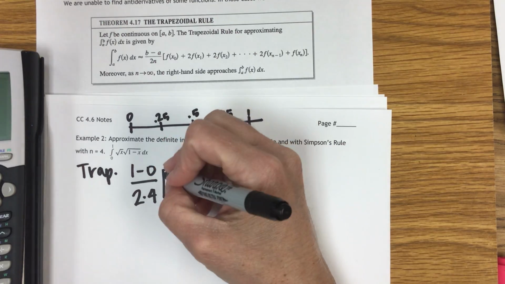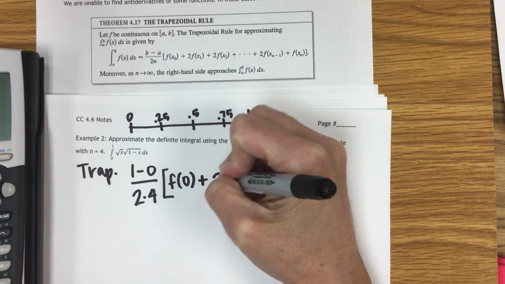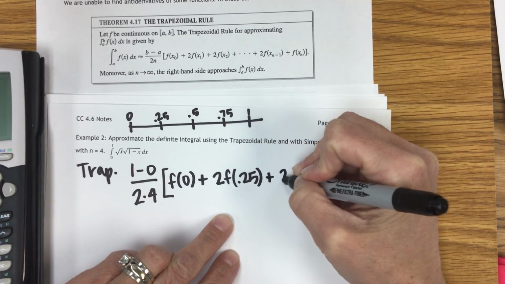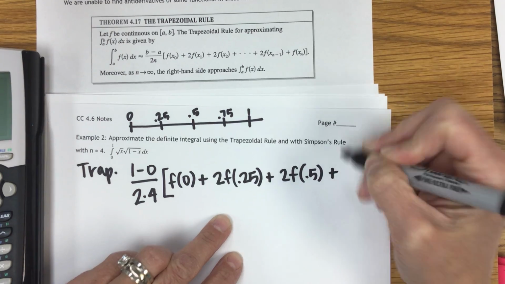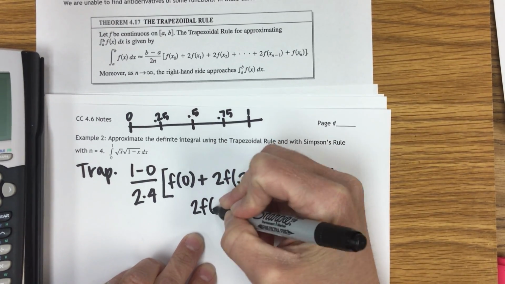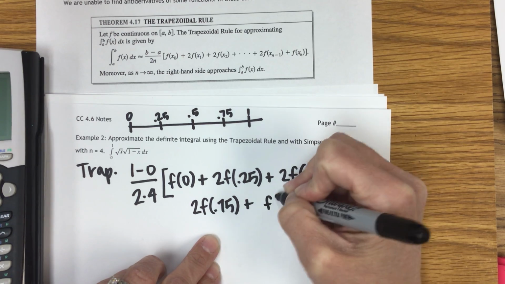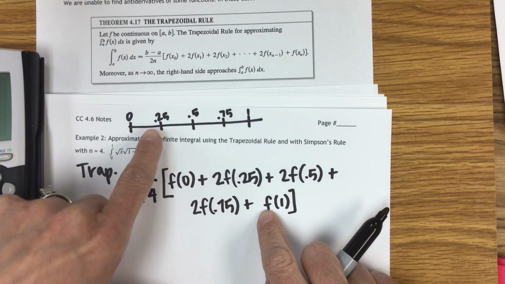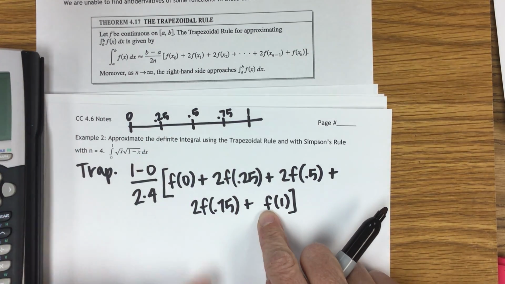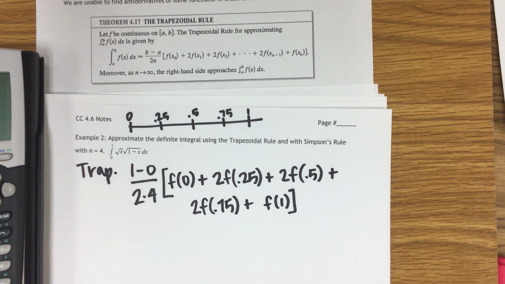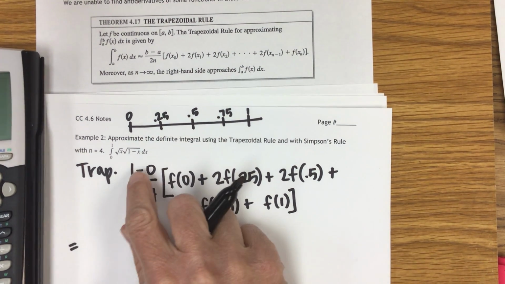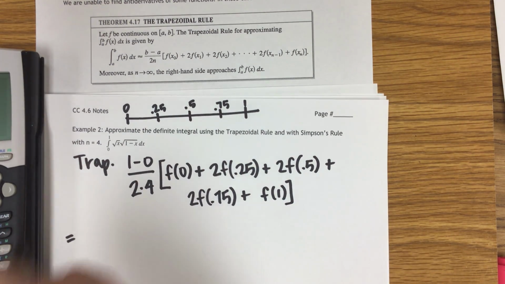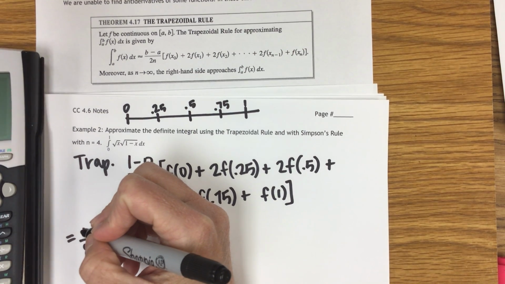So when I do this, I'm going to have to do f of 0 plus 2 times f of 0.25 plus 2 times f of 0.5 plus 2 times f of 0.75 plus f of 1. Again, f of 0 and f of 1 have no coefficient, and then all the middle numbers get multiplied by 2. Again, it's because those are used twice when making the trapezoids. So here we go. On the top we have 1 minus 0, which is 1. 1 divided by 8, so the fraction out in front ends up being 1/8.